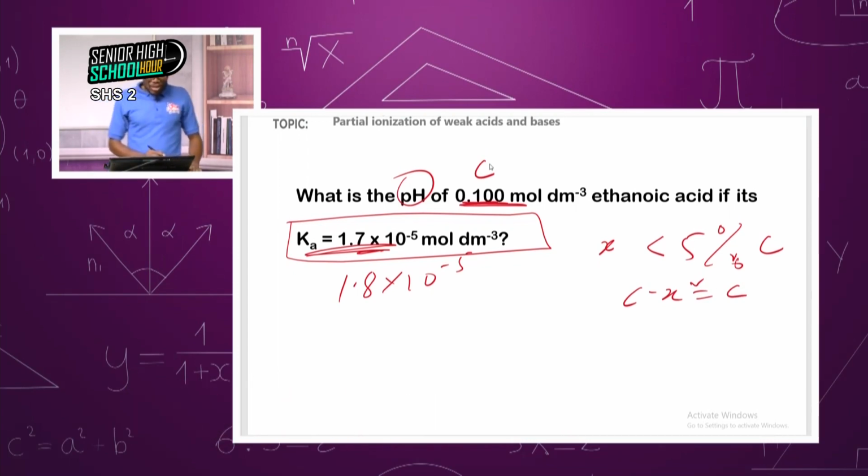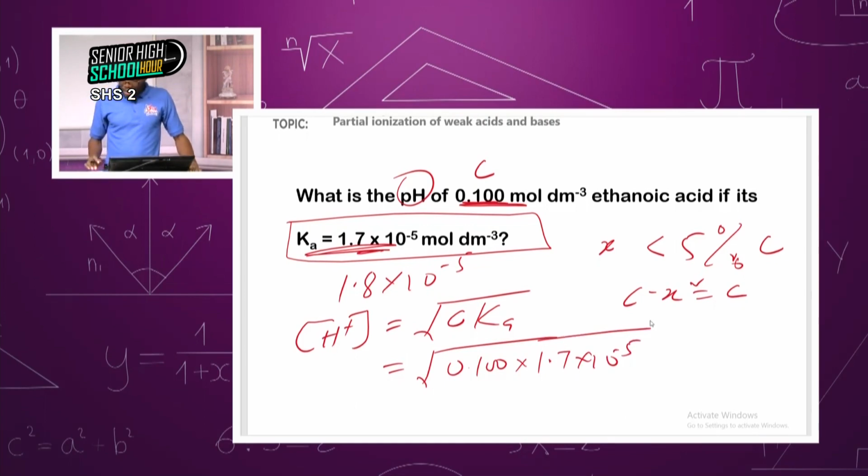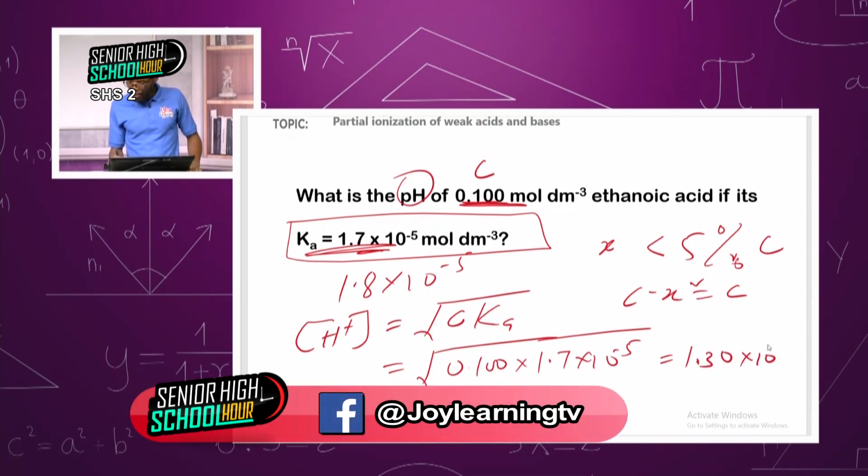And then Ka is given. So you agree with me that from the ICE table, I can have the concentration of H plus equal to root of C Ka. That's all. So put in the values: root of 0.100 times 1.7 times 10 power negative 5. So that will give me 1.30 times 10 power negative 3 mole per dm cubed.